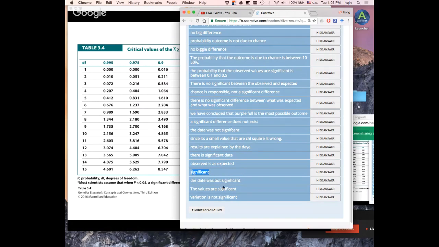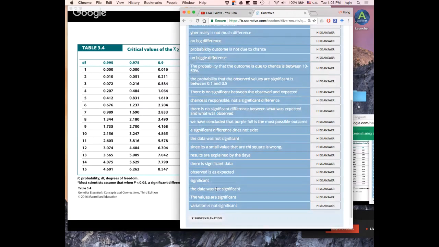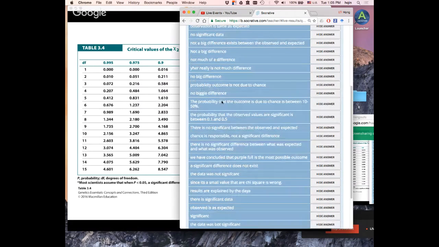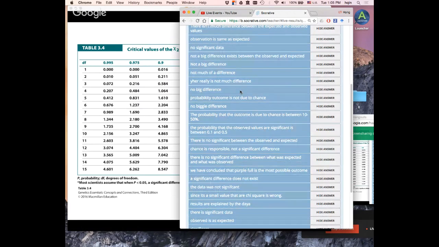"The data was not significant." "The values are significant." No, the values are not significant. "Variation is not..." That's correct. "Probability outcome is not due to chance." "Probability outcome is not due to..." This is incorrect. If it's not due to chance, it should be less than that.